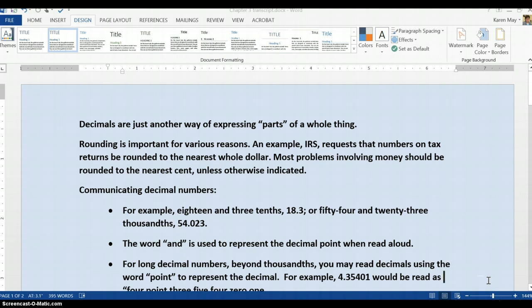When communicating decimal numbers, be sure that, for example, 18 3/10 is 18.3. Notice the "and" in between that I referenced in Chapter 1. Or 54 and 23/1000 is written 54.023. The "and" is in between the two.